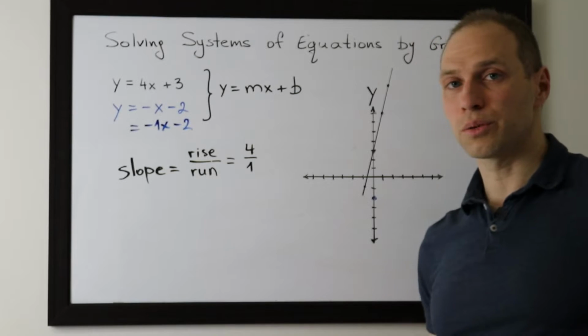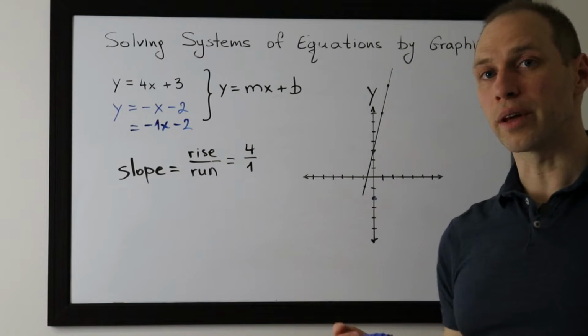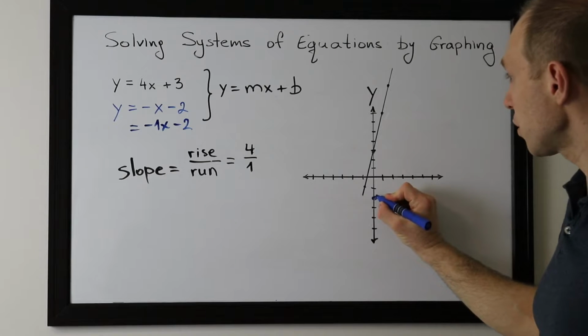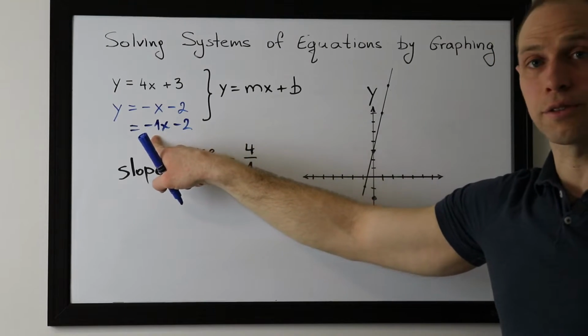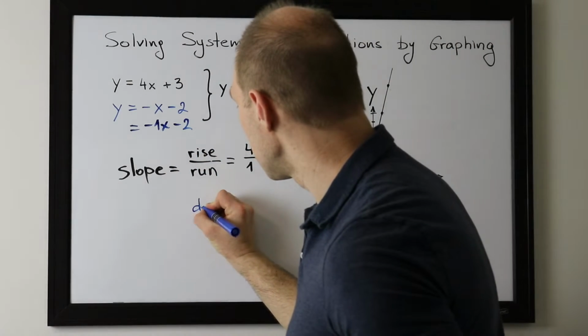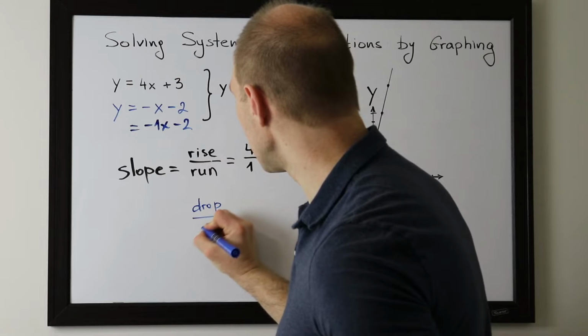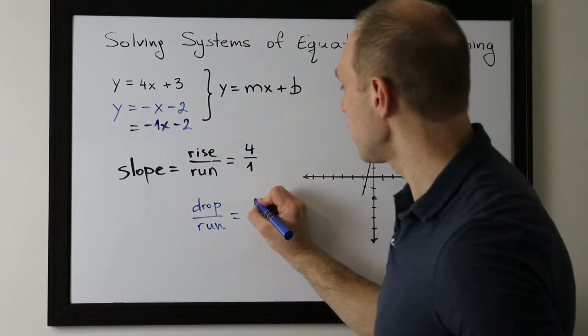The 1 isn't usually written down. We just assume that if it's an x, we have 1x. So, in this case, our rise is negative. So in fact, it's a drop. And it's going to be a drop and run. So we're going to drop by 1.